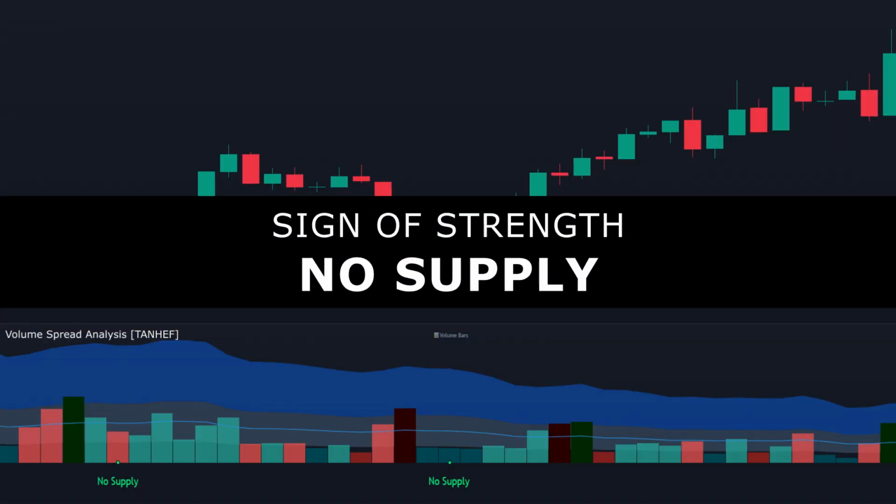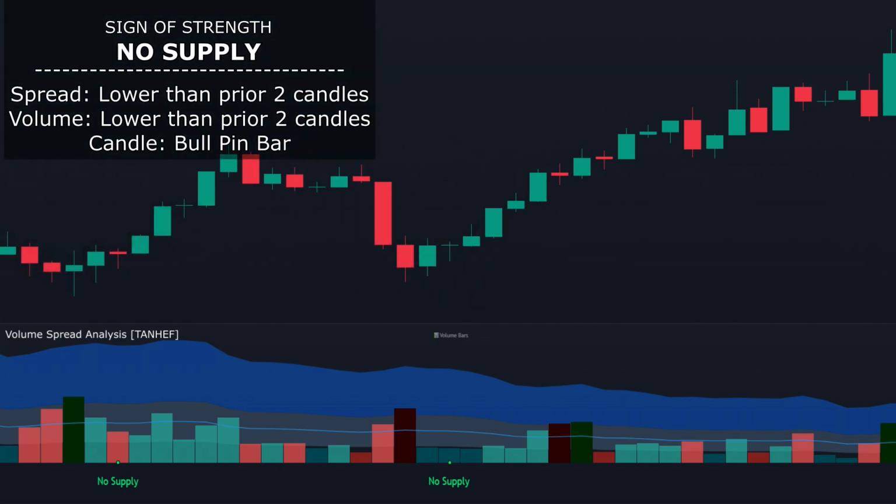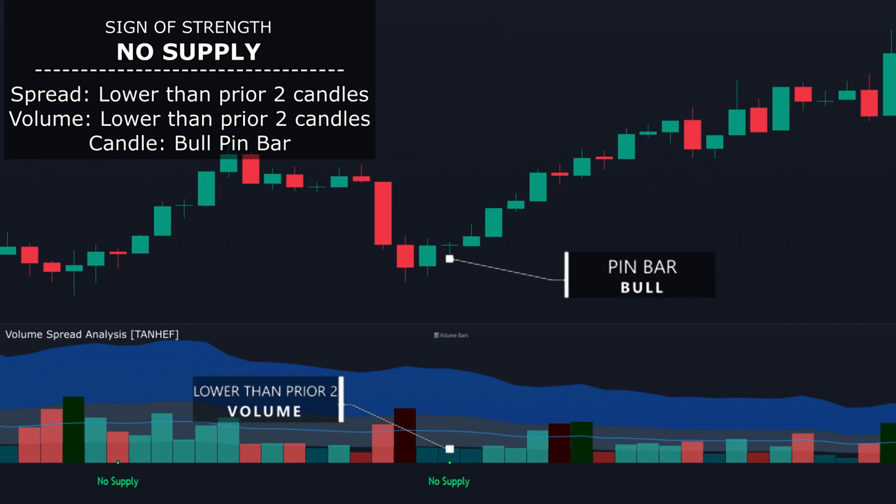Sign of strength, no supply. The no supply requires a lower spread than the prior two candles and a lower volume than the prior two candles, and requires a bull pin bar. This indicates a lack of selling interest at lower prices, potentially setting the stage for a higher price rise.